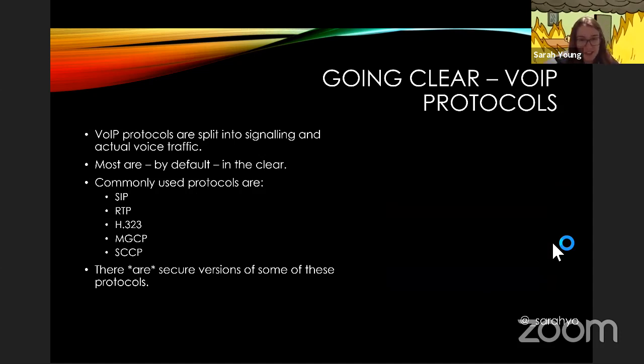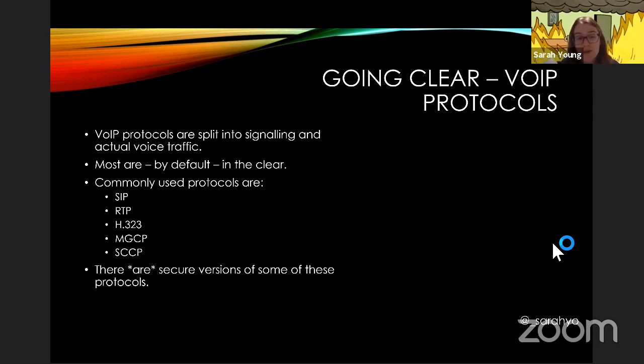I touched on this slightly earlier, but VoIP protocols are split into two types: signaling, and the protocols that actually carry the voice stream or voice traffic. Most of them, by default, are in the clear, so they are completely in clear text. They are very easily interceptable. If you did a packet capture, you would be able to pull the voice stream.